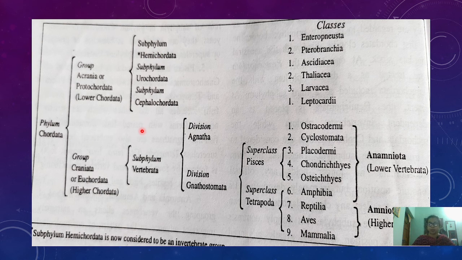So, as I have already discussed, Vertebrata is divided into Agnatha and Gnathostomata. Agnatha we have already discussed, and Gnathostomata is again divided into Pisces and Tetrapoda. In this part of the video we are going to discuss Pisces, which has three types, that is Placodermi, Chondrichthyes and Osteichthyes. So, the Pisces superclass is again divided into three classes. So, let us start.